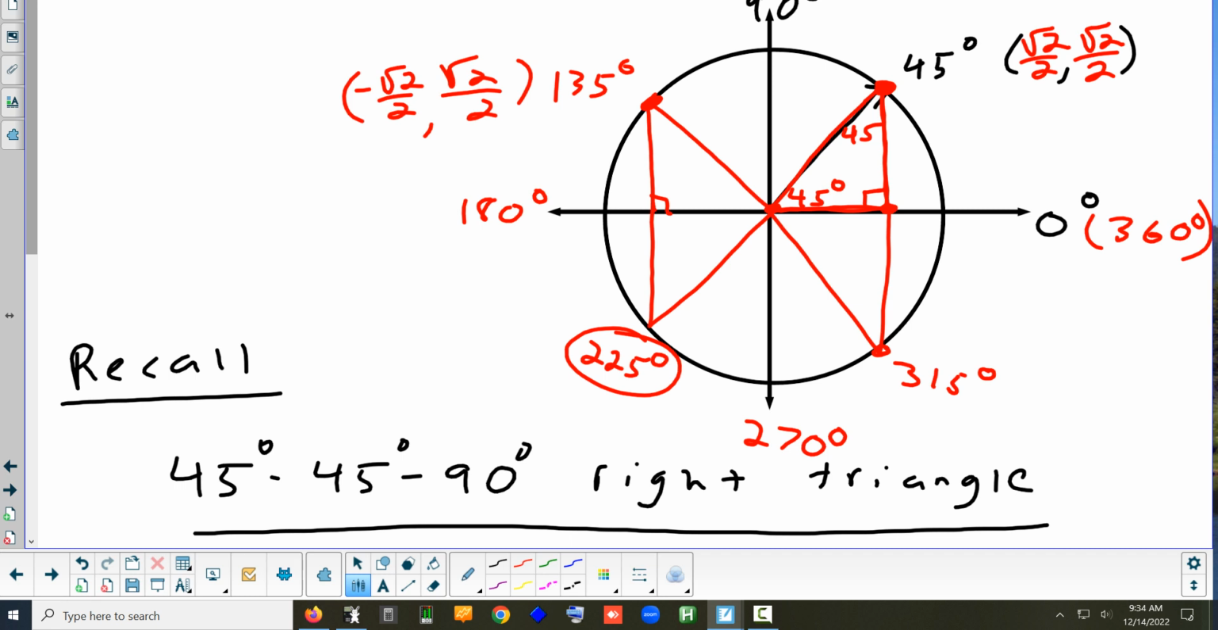Did you go from like a root 2 over 2 to 90 degrees? And how would you get root 2 over 2 to 0?